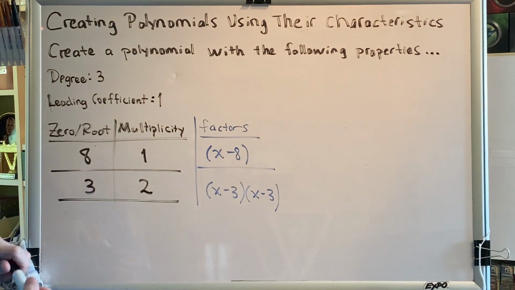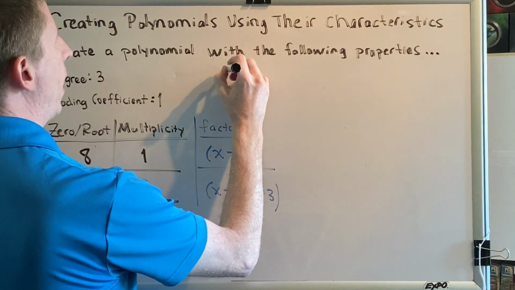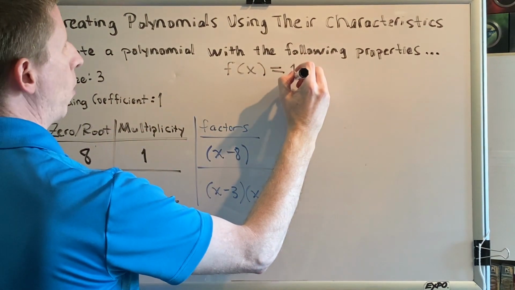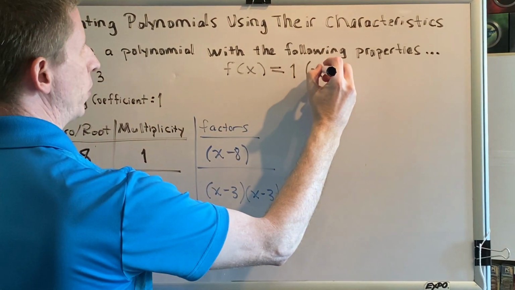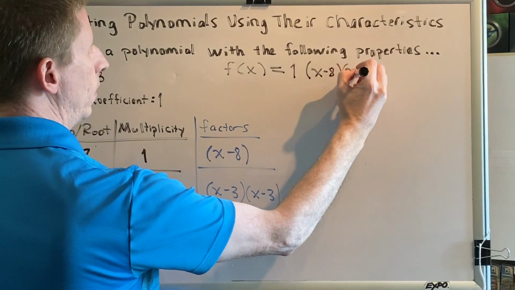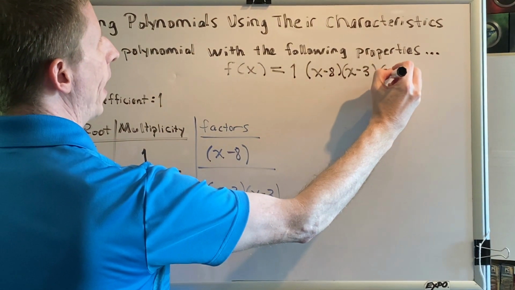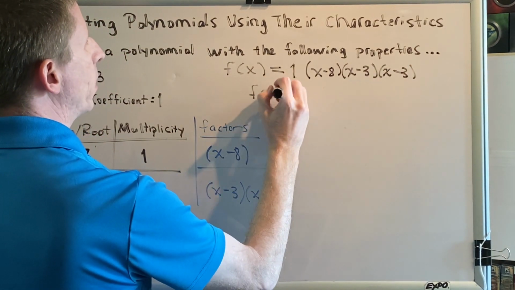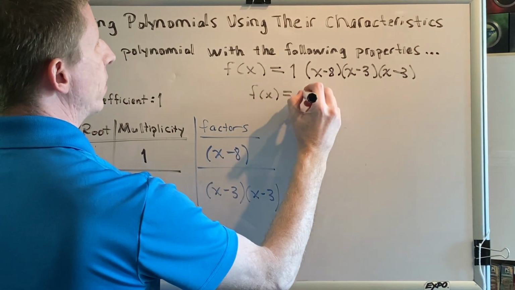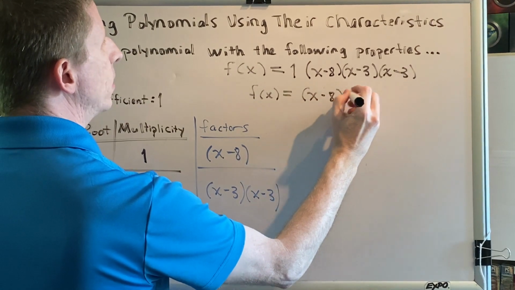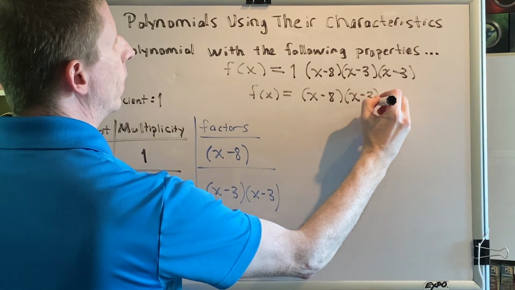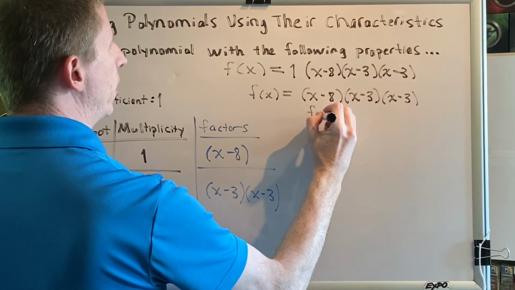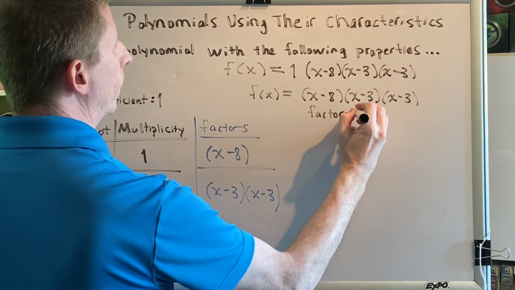All right, now I'll go ahead and create my function. f of x equals, the first thing you write is the leading coefficient, which is 1, then each of your factors, which would be x minus 8, x minus 3, x minus 3. Now simplify. Anything times 1 is itself, so we get f of x equals (x minus 8)(x minus 3)(x minus 3). This is our final answer in factored form.